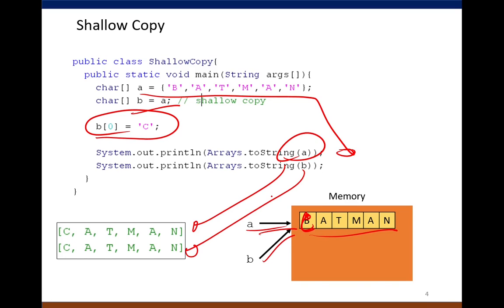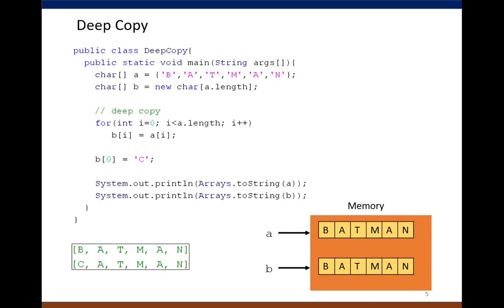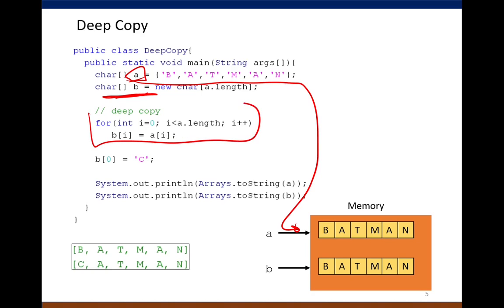That is unwanted. So we resolve this problem using the concept of deep copy. How does it work? Here we have character array a. Once we write this statement, it will write BATMAN, those elements, in the RAM. Now we initialize another character array b, with size equal to the size of this array, the 6 elements. Now we copy each element of a to b one by one. So b will be created in another separate space from a in the RAM.